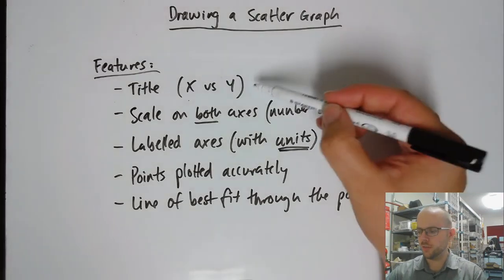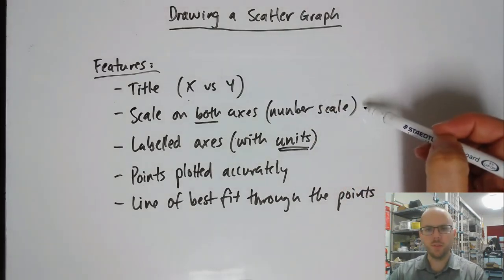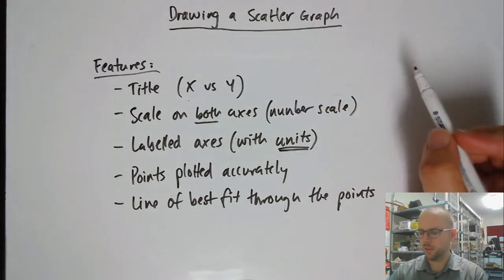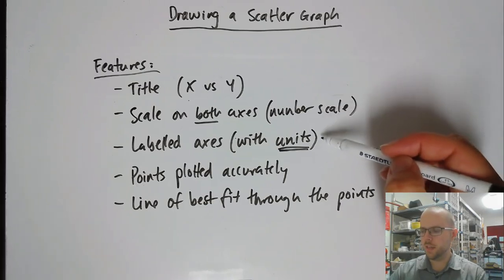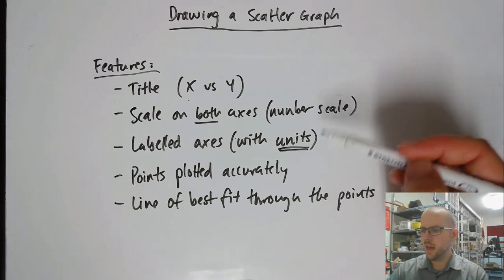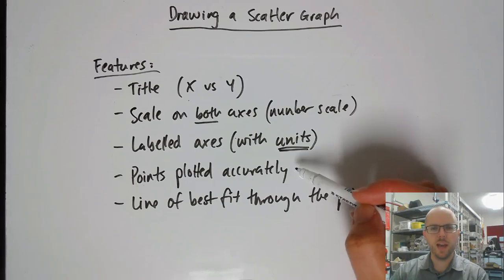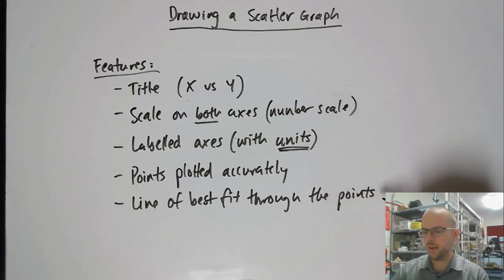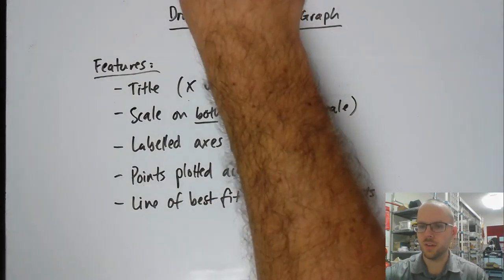Have I got a title? Have I got a number scale on both axes that fits everything? Have I labelled my axes with their units? Have I plotted my points carefully and accurately? And then have I drawn a line of best fit through the points? Looking at this exercise, we're going to go through how this works now.